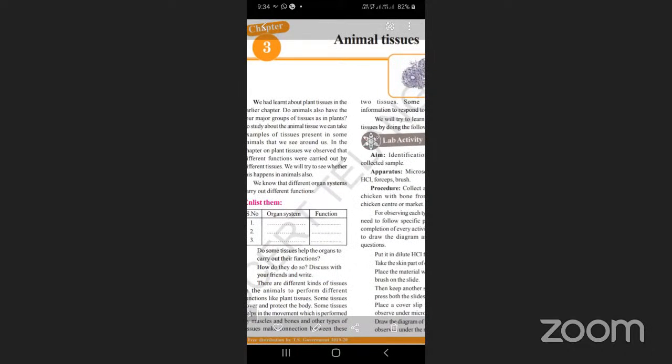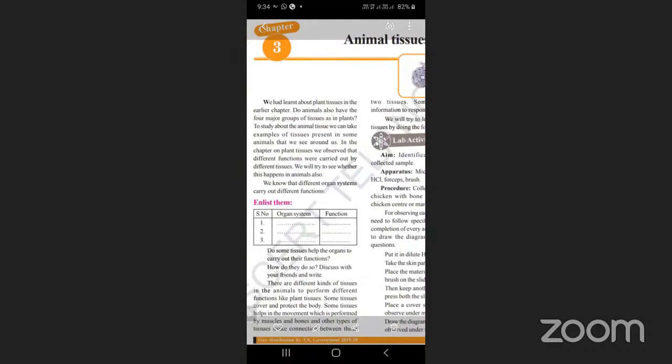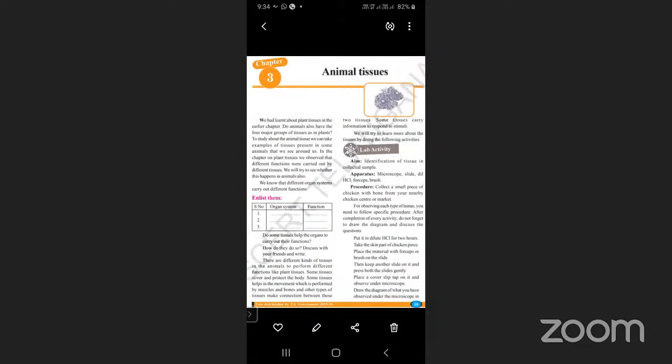Here we have discussed the endocrine system, skeletal system, muscular system, nervous system, digestive system, respiratory system, and their functions also. Some tissues cover and protect the body, and some tissues help in locomotion. Some tissues help in carrying information and responding to stimuli, etc.